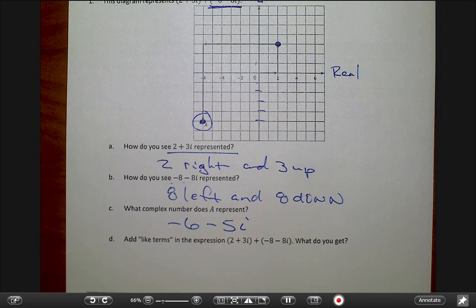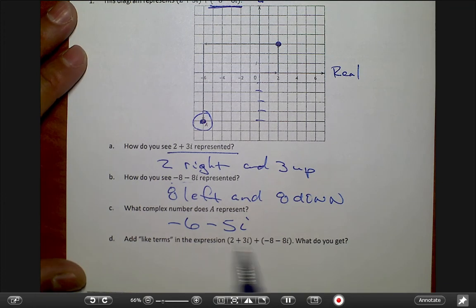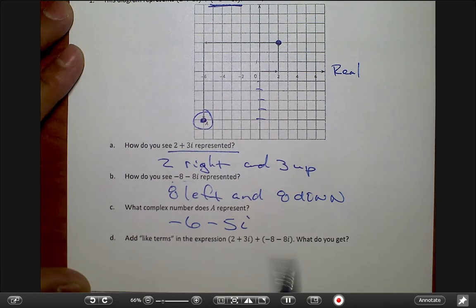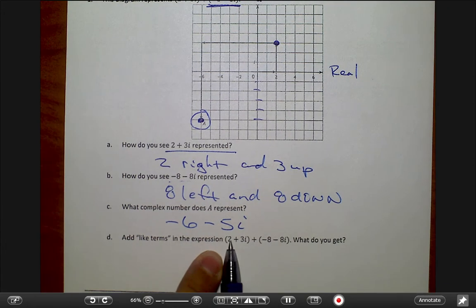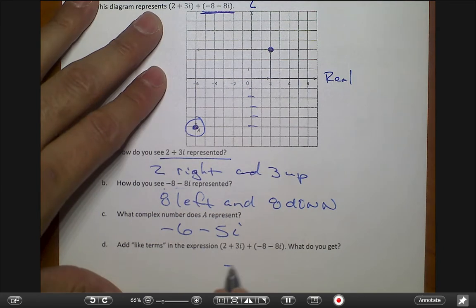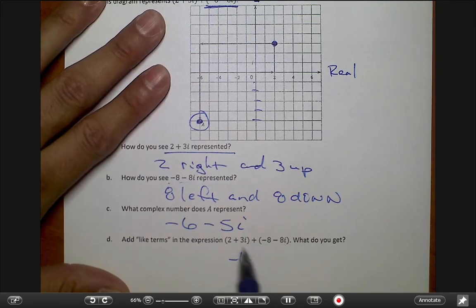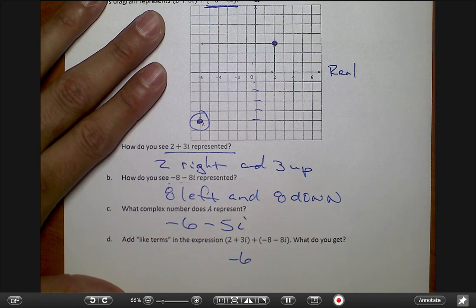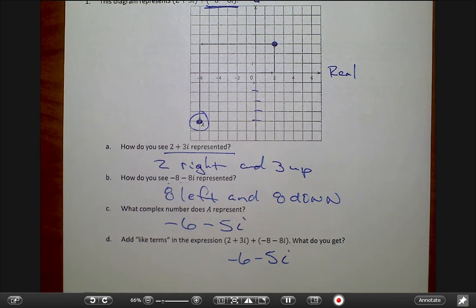So now, if we do this, this is called adding like terms or combining like terms. It's the same thing that we just did, but instead of doing it on a graph, we're now just going to do it with the real part and then the imaginary part. What is 2 minus 8? -6. And let's do the imaginary part. So the imaginary part is 3i and -8i. There you go. That's doing it using like terms.